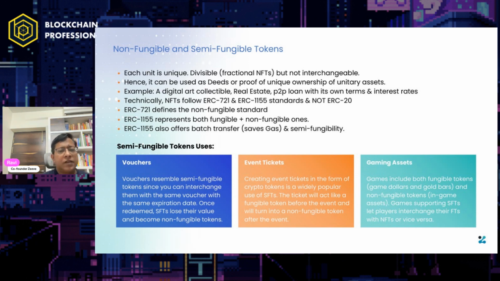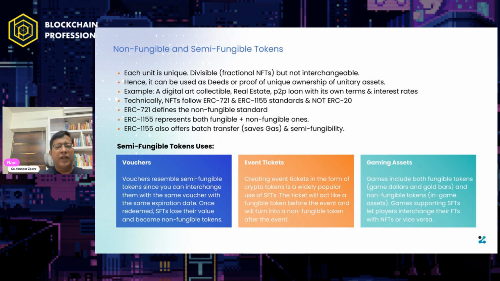And then there is a concept of semi-fungible tokens. Semi-fungible tokens are basically tokens which are fungible to start with, but as their face value or the face price expires, after that they become non-fungible. Some of the classic examples being vouchers. Each voucher which has got the same expiry, they are fungible with each other. But once the expiration date has passed, post that, each voucher becomes a non-fungible token.